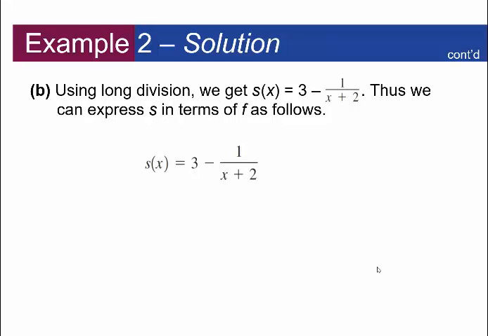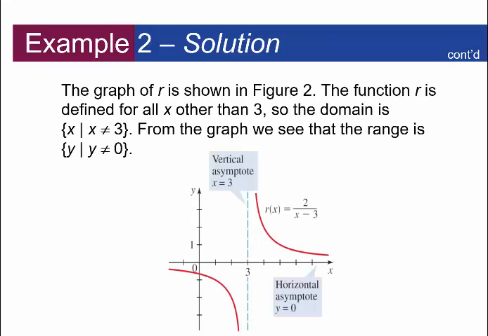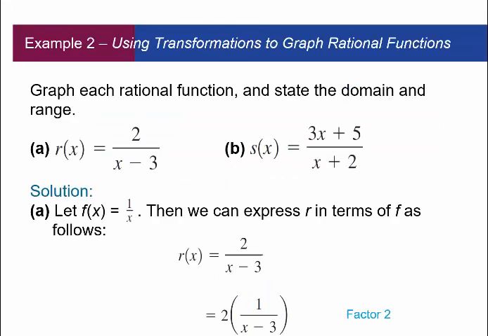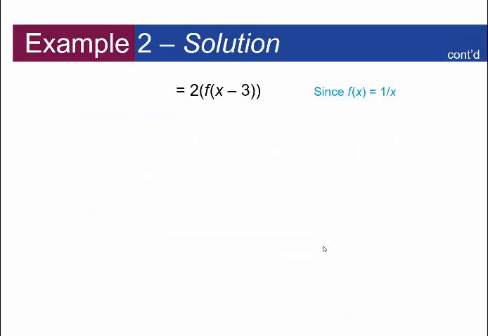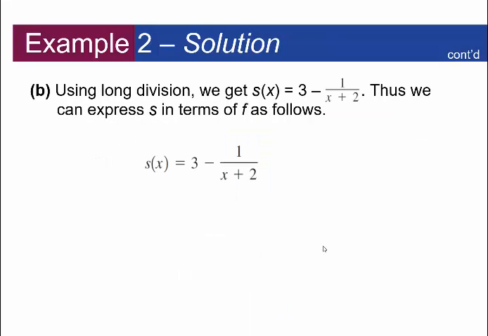Okay, this one here, the next one, you're going to take this going back, and you're going to do long division to clean this up a little bit. So doing long division, we can see that the function is now the following. It ends up being 3 minus 1 over x plus 2. Now we can express this in terms of f as the following.